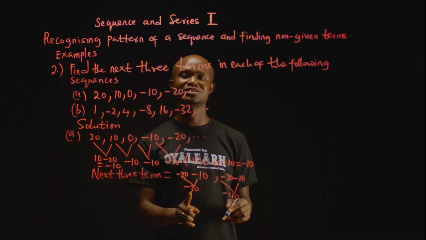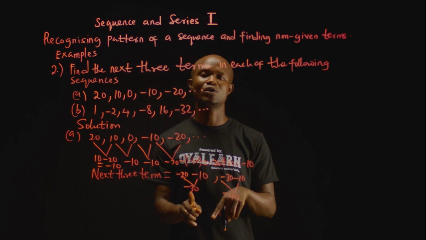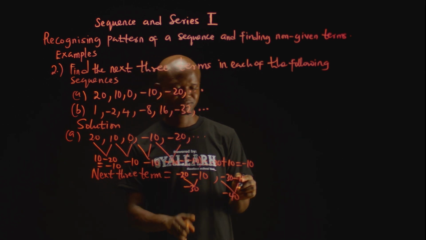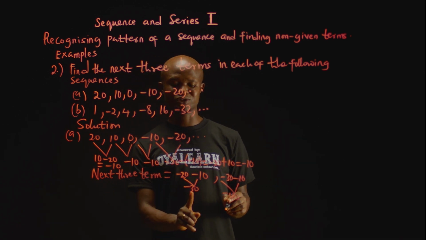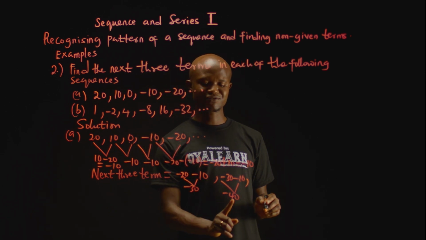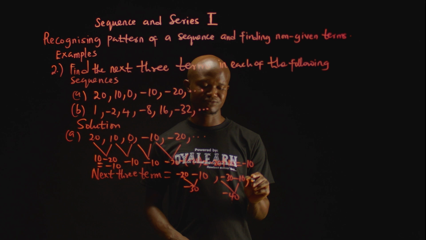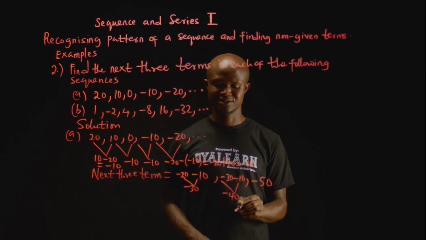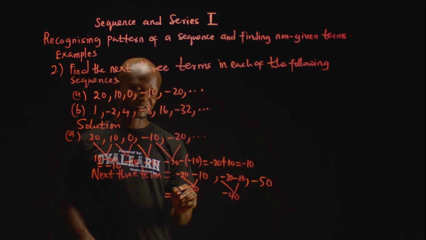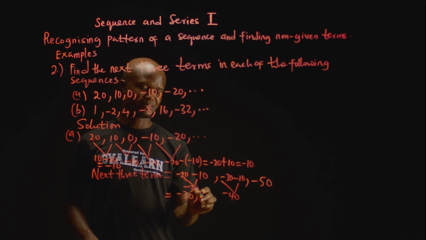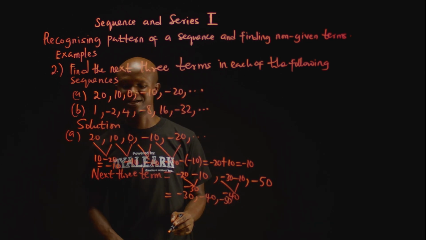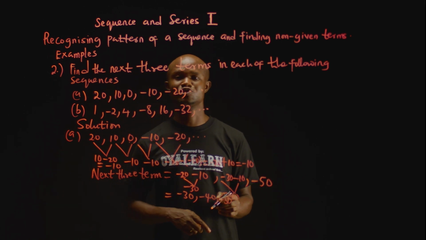Because we are going to use a particular term to determine the next term. So we are using the answer here, which is minus 30, to determine the next term. Also, after minus 40, what will you have? That's minus 50. So in this case, the values are minus 30, minus 40, and minus 50. That's the next three terms after minus 20.